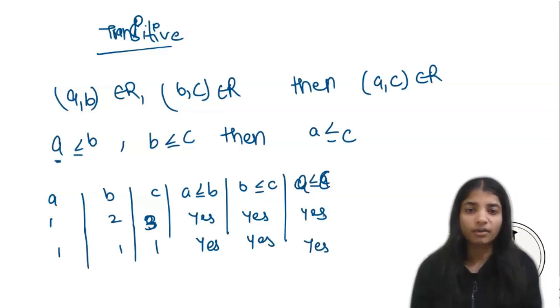So from here we can say that if a is a number which is less than b and b is a number which is less than c, then it is obvious that a is a number which is less than or equal to c. So the condition is satisfied, so the relation is transitive. So we can say that the given relation is reflexive and transitive but not symmetric. So this is the answer to the given question.